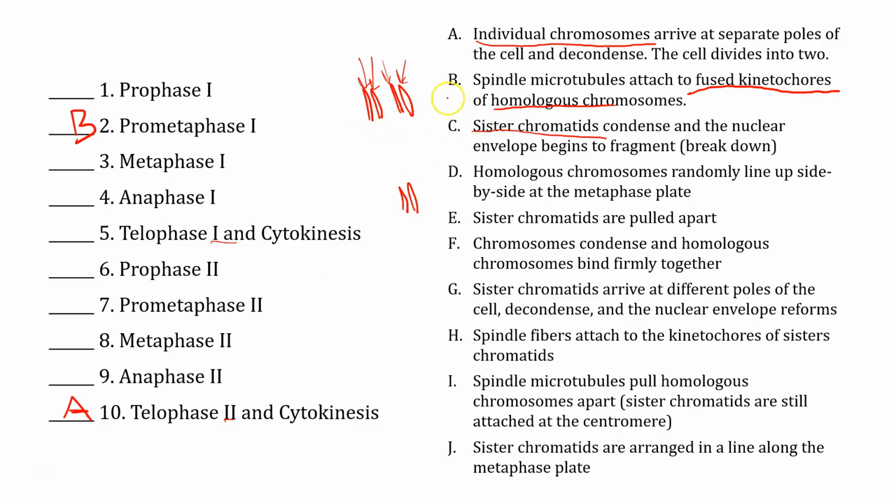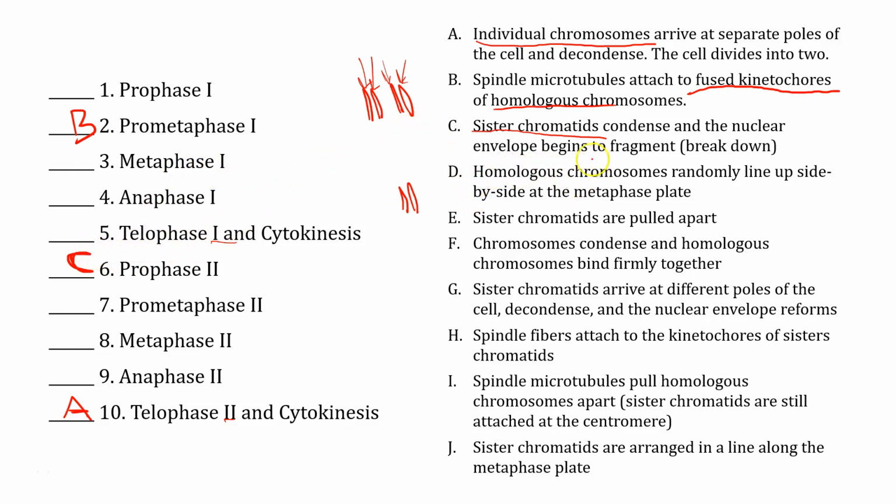Okay. So sister chromatids condense and the envelope breaks down, so that is going to be prophase 1. Or sorry, prophase 2. I might have misspoken a little bit earlier, but that's prophase 2.